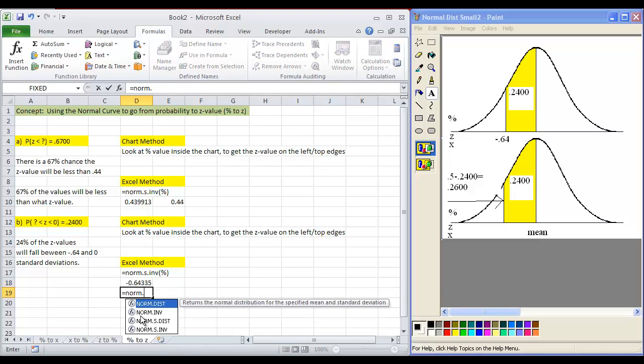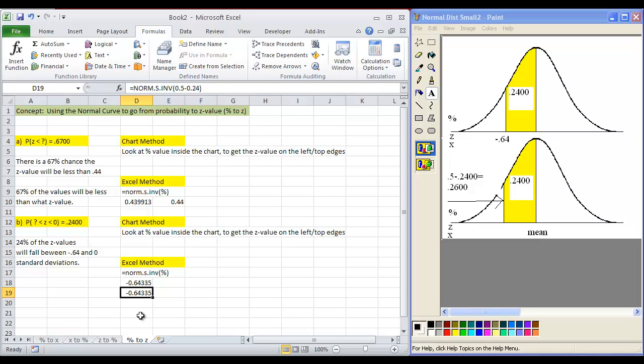We could have done the same thing, norm.s.inv with 0.5 minus 0.24, and it would have returned the exact same answer. So you can have it do the calculations within the norm.s.inv function. Why did we pick norm.s.inv? Well, it's a normal distribution. Because it's a standardized z-score that we're using, it is .s. And then because we're going from percentages to a z-value, we are going to have a .inv. So no matter which method we used, we ended up with negative 0.64 as our answer.